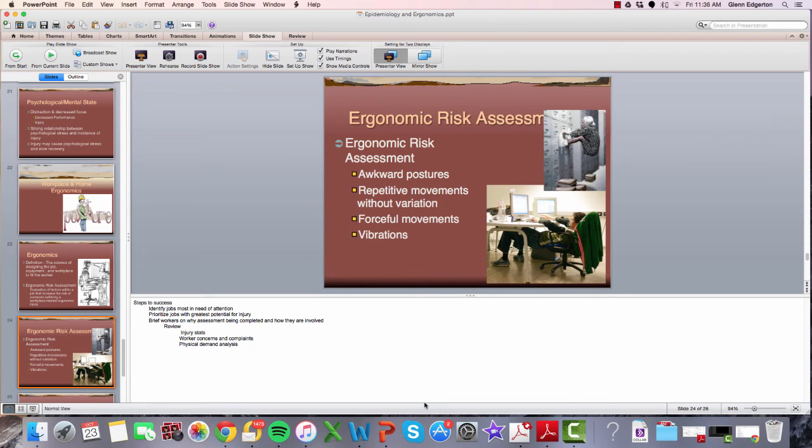Okay. Awkward postures, again, if you're looking at the picture on the lower right, not the greatest work posture to have. Are there forceful movements? Are there vibrations that are happening that can lead to a higher incidence of injury? And then based on that ergonomic risk assessment, you're going to make recommendations on how to make the workplace safer and more effective and lower the incidence of injury.